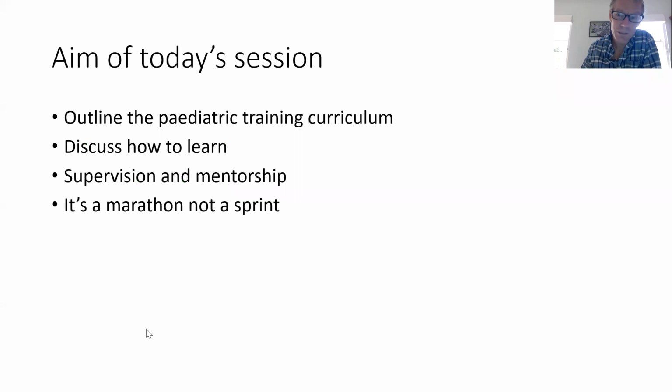So I'm just going to talk a bit about the paediatric curriculum as we go. I'm going to discuss how to learn. I'm going to say something about supervision and teaching and mentorship so that you understand what those terms are and how they're different. And finally, to remember that it's a marathon, not a sprint, and I'll explain what I mean by that as we go.